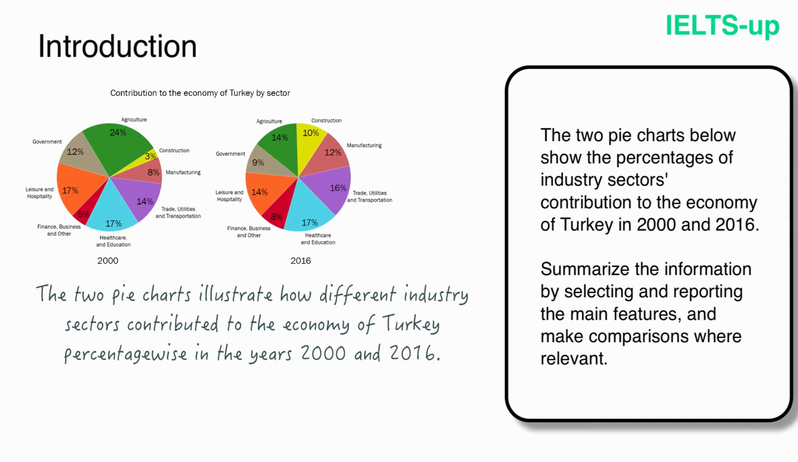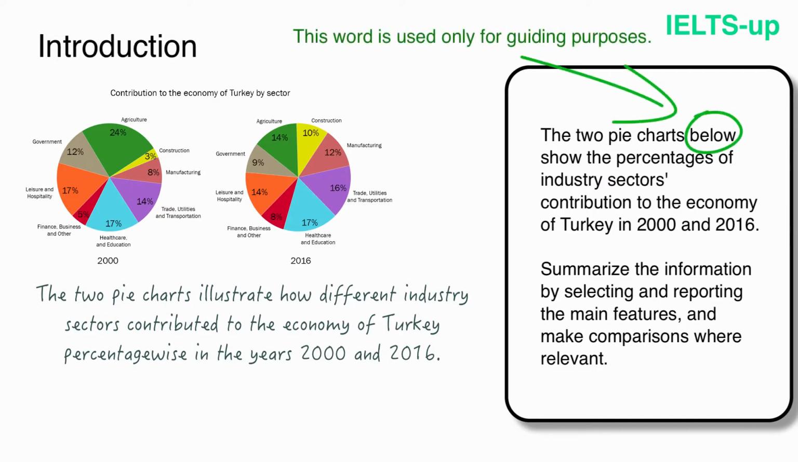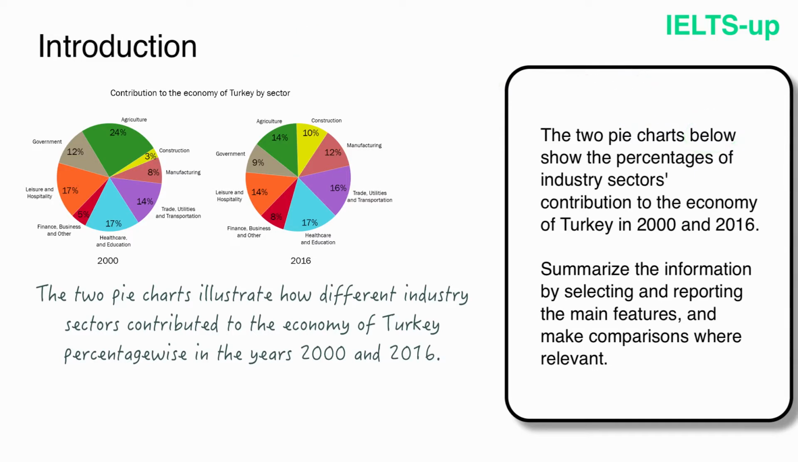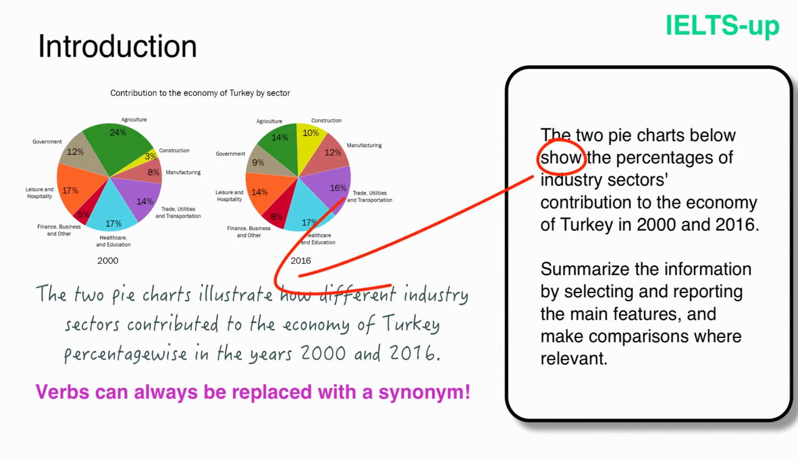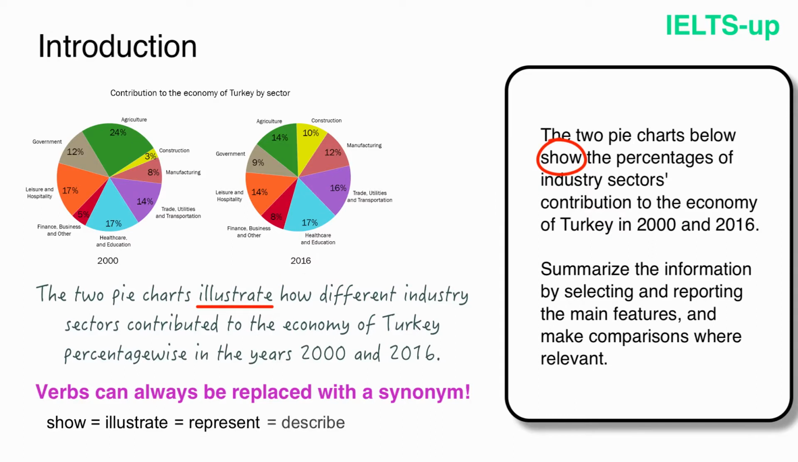After that comes the word below. This word is used only for guiding purposes, and since the examiner won't see a chart below your writing, you can just skip it. Next we have the verb show. And verbs can always be replaced with a synonym. I decided to replace the word show with illustrate. But this is not the only option. We could also use such synonyms as represent, describe, or provide information about.